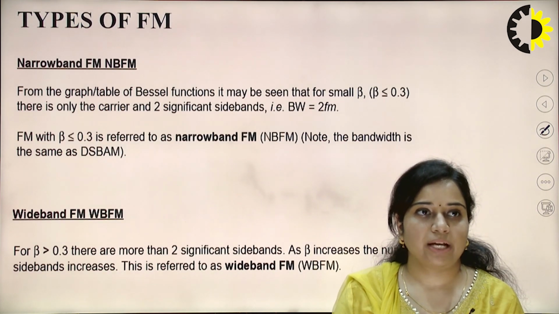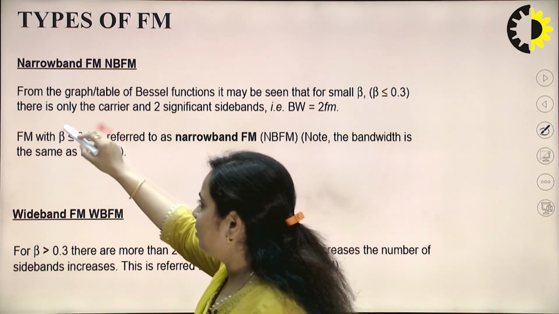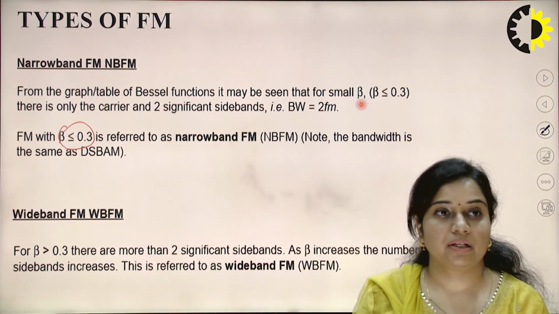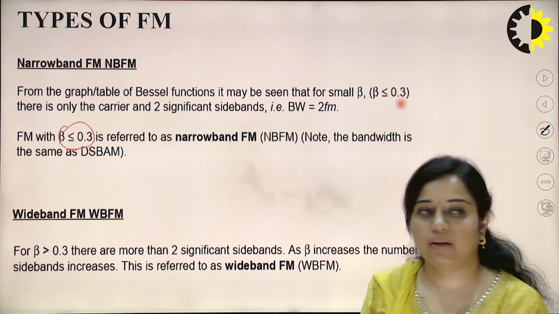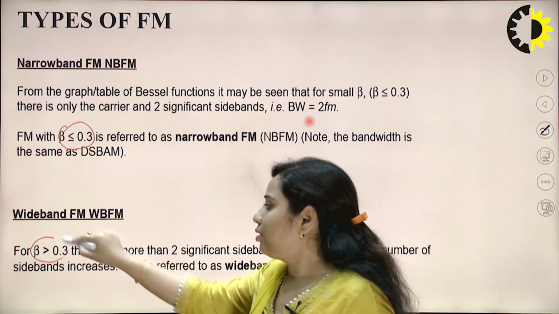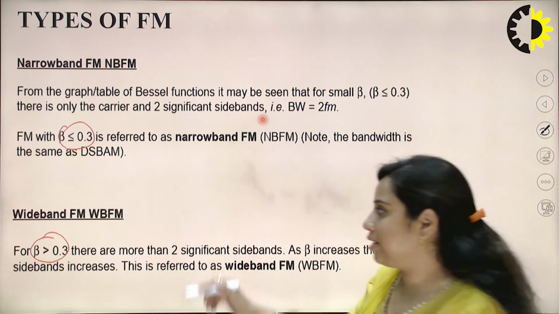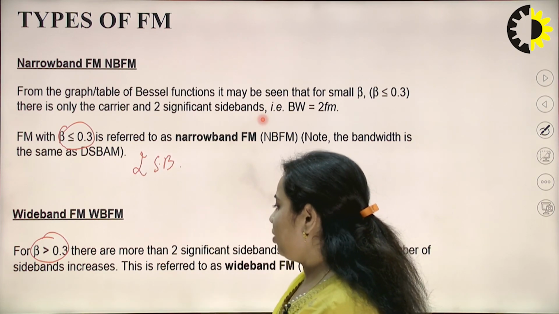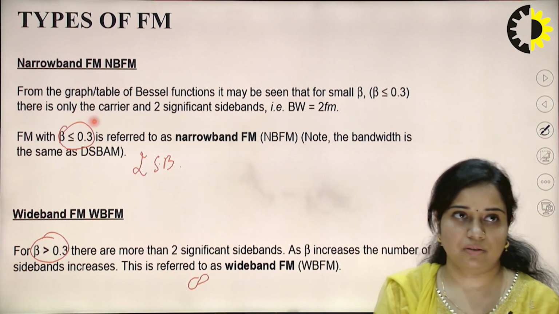Now, next, two types of FM are there. First one is narrow band FM, next one is wide band FM. In the standard form, the threshold is considered as 0.3. When beta is less than or equal to 0.3, then it will be NBFM. When beta is greater than 0.3, then it will be the wide band FM case. In narrow band FM there are only two sidebands, that is the upper sideband and the lower sideband. In wide band FM there are an infinite number of sidebands.